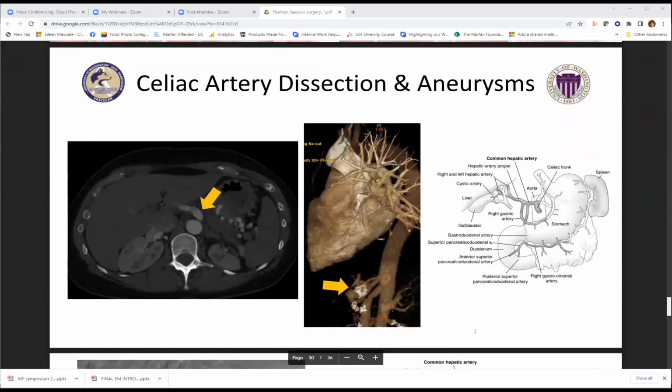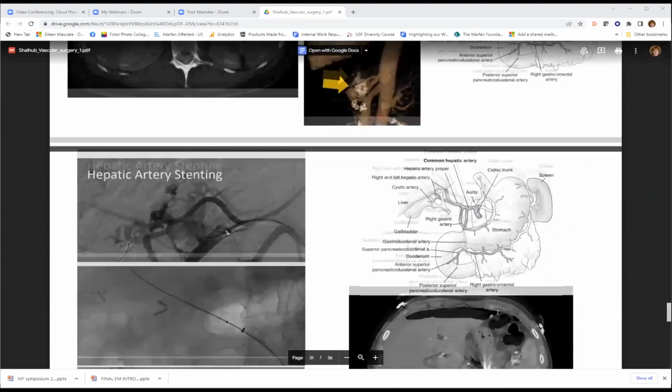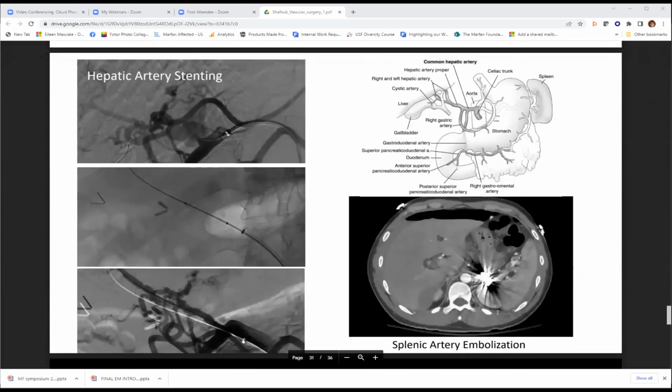The celiac artery aneurysms and dissections, again, frequently these are present in our population, and most of them can be managed medically. And in rare circumstances, we do embolization for those. Next slide. Hepatic arteries and splenic arteries. Again, I've told you splenic arteries do really well with embolization. Hepatic arteries, on the other hand, frequently we want to keep the flow, so we use stents for treating those. Next slide.